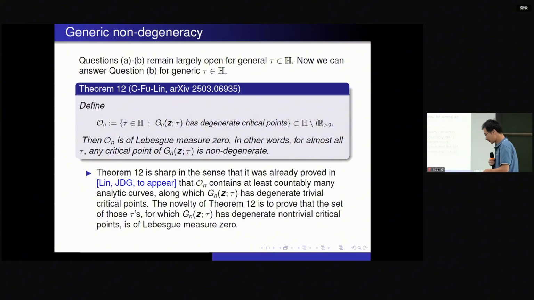I think this is a conjecture. We also suspect that those tau for which G_n has degenerate non-trivial critical points also consist of countably many analytic curves, but non-trivial critical points are more difficult to study. So right now we can only say the set is of Lebesgue measure 0.